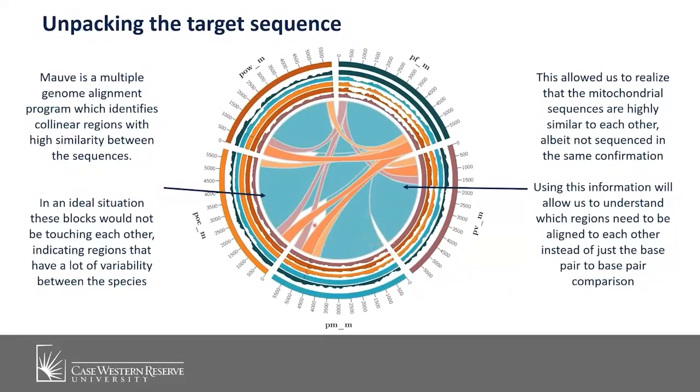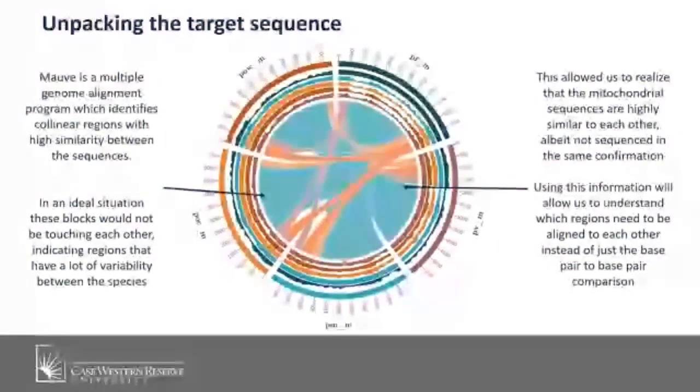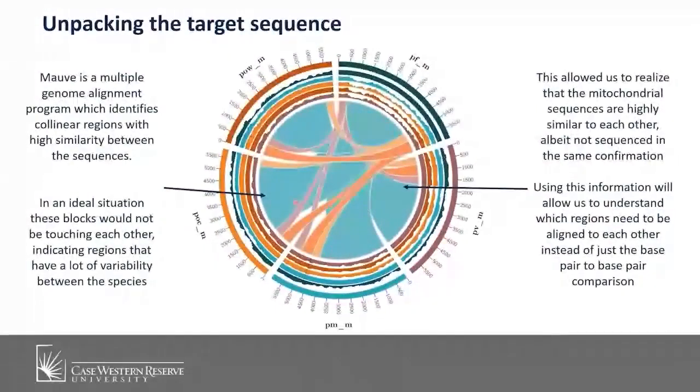So what we would want to see in an ideal DNA probe would be that there are regions where these LCBs are not touching each other. Because if they don't touch each other, that indicates that there's a space where the parasites are unique enough from each other that it's not evolutionarily conserved. But as you can see here, all of the species actually have touching LCBs, which means that we're working with something that is very similarly related to each other.